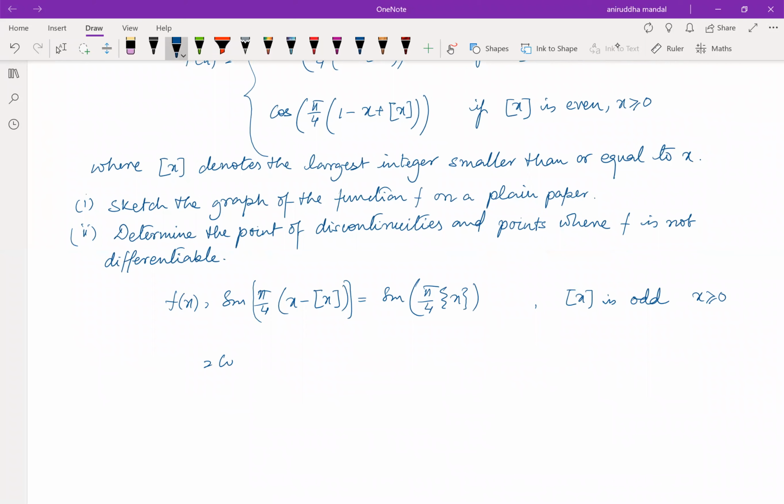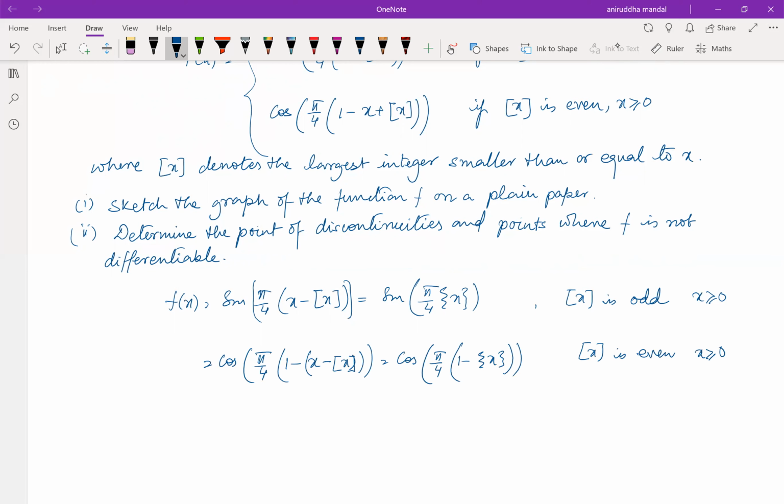Similarly, for the second part, cos of pi/4 times 1 minus, if we take the negative as common, we can write this as cos(pi/4 (1 minus fractional part)), when [x] is even.